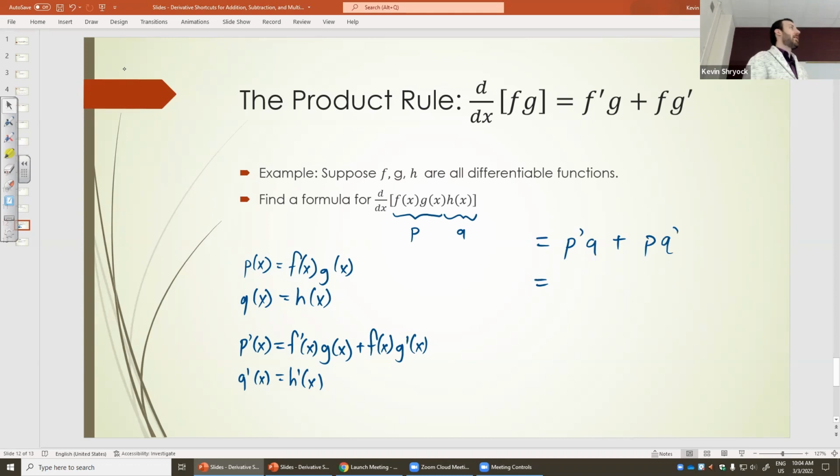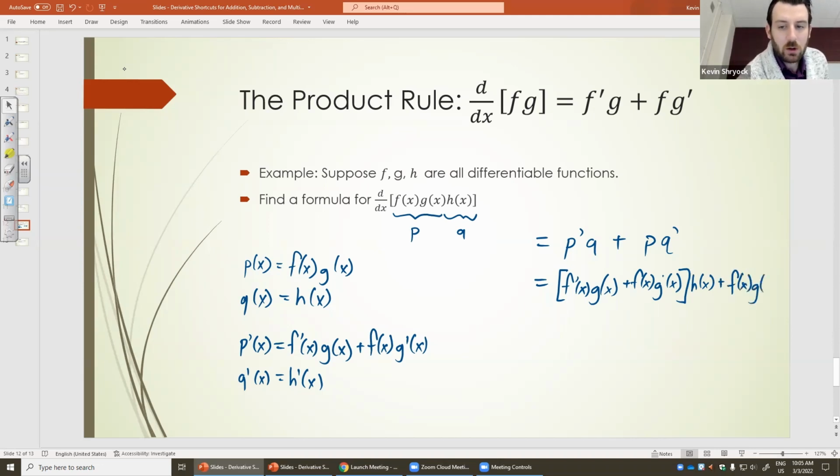And now I'm just grabbing everything off to the side, right? Pulling it in. So I've got P prime, I'm just grabbing it from what I have on the left. That would be a big old thing of f prime of x, g of x, plus f of x, g prime of x. And then I need to grab Q, that's just h of x. And then I'm going to add that to P of x, which is f of x, g of x, times h prime of x. A little simplification.